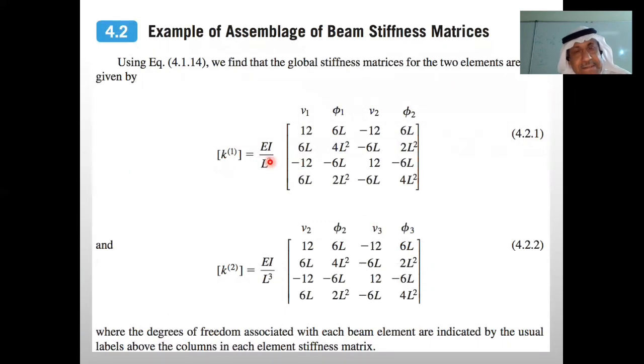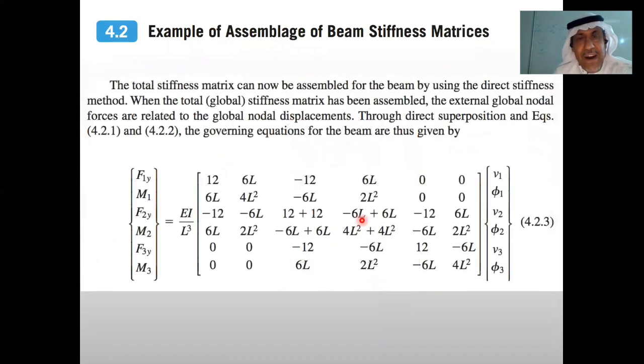What is this? This is for element number 1: Phi1, V1, Phi1, V2, Phi2. What is this? This is for element number 2. Do you know how to assemble? Yes. Okay, assemble. Wow, we got 6 by 6, right? Look, 6 by 6: 1, 2, 3, 4, 5, 6. V1, Phi1, V2, Phi2, and V3, Phi3.